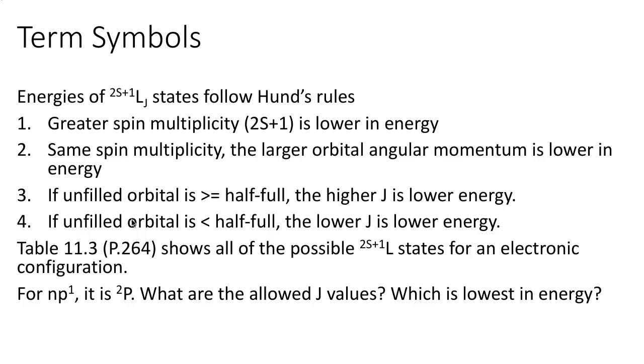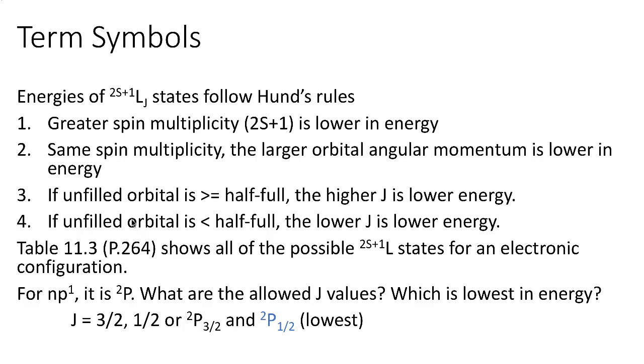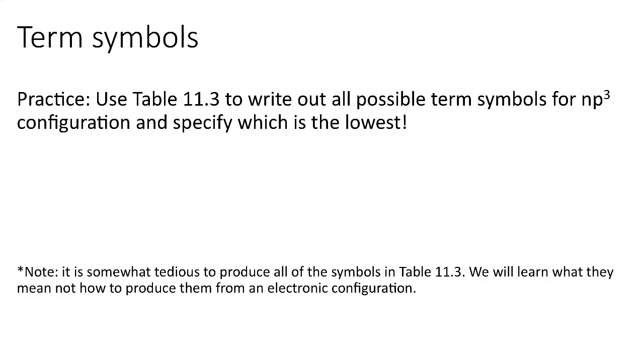All right, so what are the allowed J values? Our S is a doublet, so it's 1/2, and our P means L equals 1. So L plus S, 1 plus 1/2, is 3/2, and then L minus S, subtracting 1/2, is 1/2. That's the lowest we can get. So we can get J equals 3/2 or 1/2, in other words one of these two symbols: doublet P 3/2 and doublet P 1/2. In this case, our orbital is less than half full, so the lower J, 1/2, is the lowest energy.